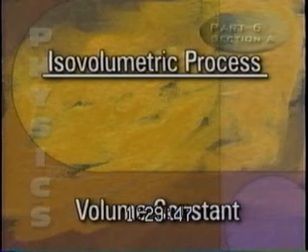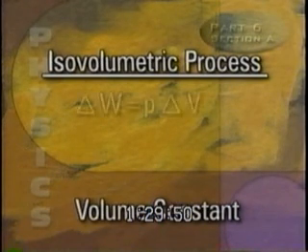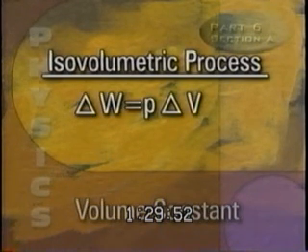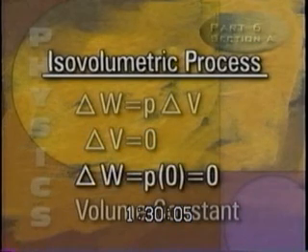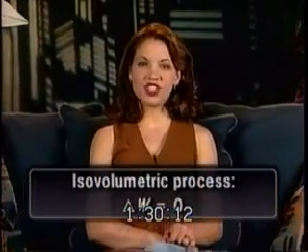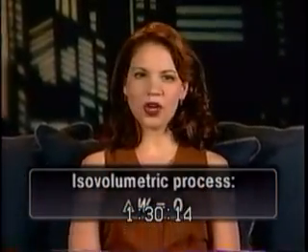And remember when we talked about gases doing work, we learned that the change in work, delta W, equals pressure, P, times the change in volume, delta V. So since we already found out that delta V equals 0, then the change in work done by a gas at a constant volume also equals 0, because delta W equals P times 0, which equals 0. So, for an isovolumetric process, the change in work equals 0, so no work is done by the system or to the system. Not much of a process, is it?